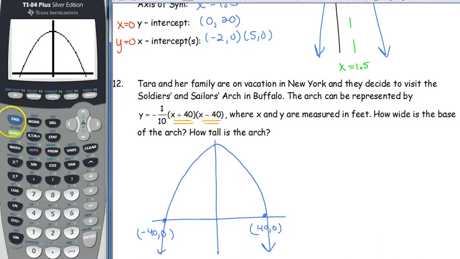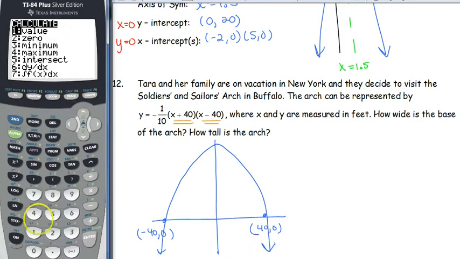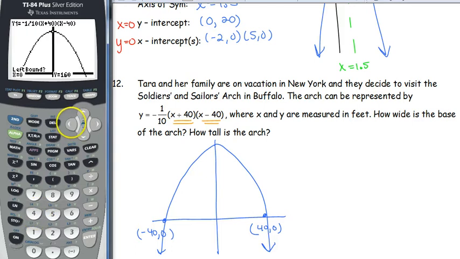I want to find that vertex. That's the highest point. So we're going to do the max. We're going to scroll, make sure that we go left of it. Make sure you go far enough. And then we go right. And again, we want to make sure that we pass over that hump. And then go back towards the middle.